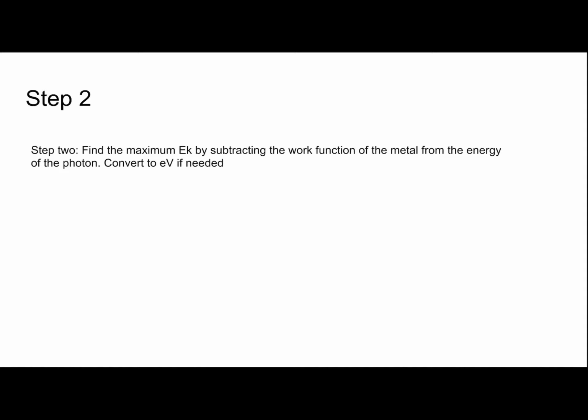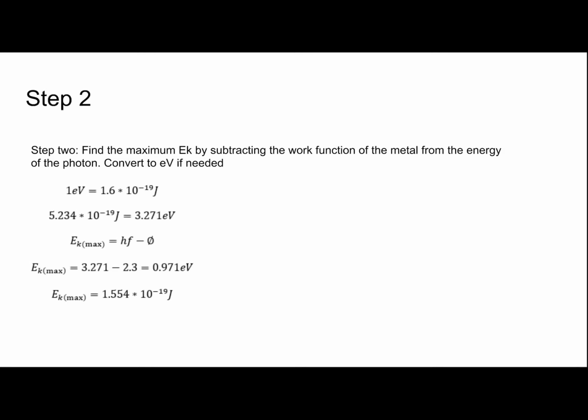In this case, we do need to convert to electron volts because the work function of sodium is given in electron volts. 1 electron volt we know is equal to 1.6 times 10 to the power of negative 19 joules. Therefore, if we convert 5.234 times 10 to the power of negative 19 joules, you just divide by 1.6 times 10 to the power of negative 19, you will get 3.271 electron volts. So the maximum EK is equal to the difference between the energy of the photon and the work function. And in this case, we'll get 0.971 electron volts. And if we convert that back into joules, we'll get 1.554 times 10 to the power of negative 19 joules.